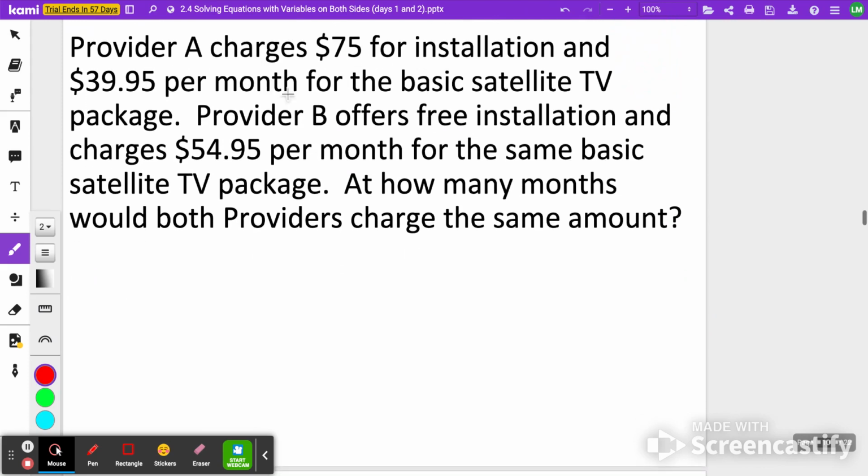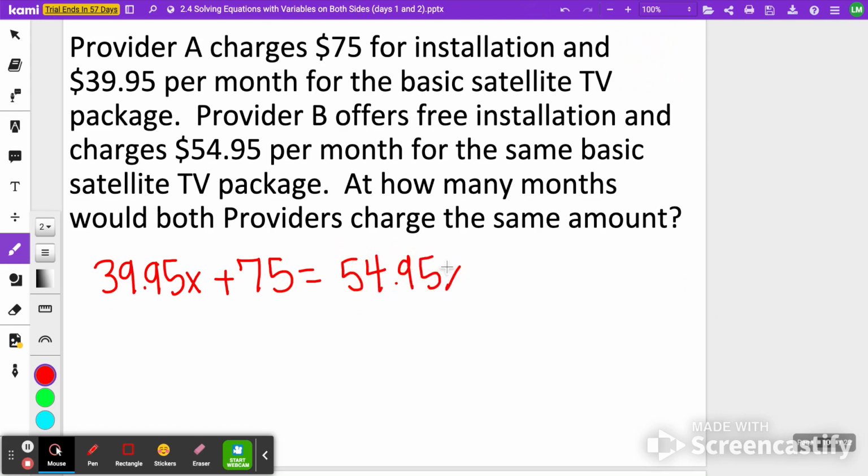All right, provider A charges $75 for installation and $39.95 per month. So right away, I know that $39.95 per month has to have the variable x, plus a $75 fee. Provider B is also charging some money here. They're not charging an installation fee, but they are charging $54.95 per month. So their equation would just be 54.95. The reason why I set this up like this, 39.95x plus 75 is equal to 54.95, is because I want them to be the same amount after how many months.